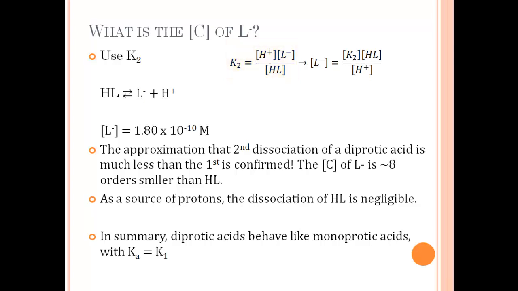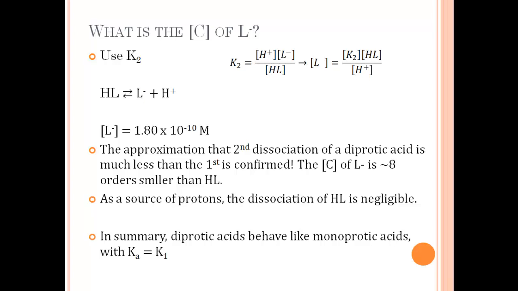I know that I can solve for L- by just rearranging my terms there, and that would give me K2 times HL over H plus. I figured out what H plus was. I know what HL is. It's the same thing as H plus, and I know what my K2 is because I have it from the table. So I plug all those numbers in, and I can find the concentration of L-, which is 1.8 times 10 to the negative 10th molar.